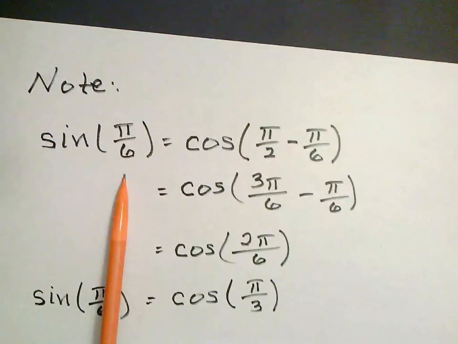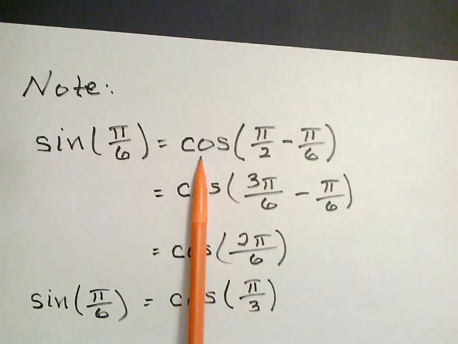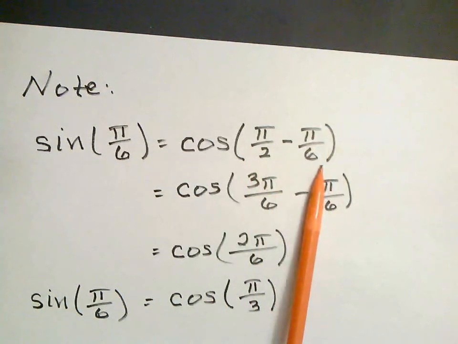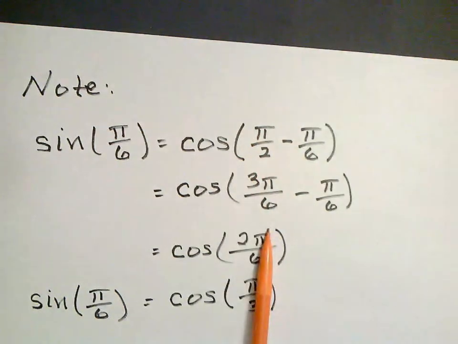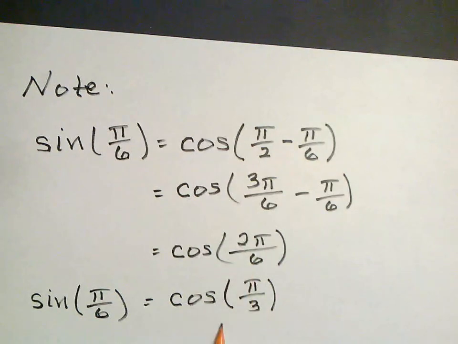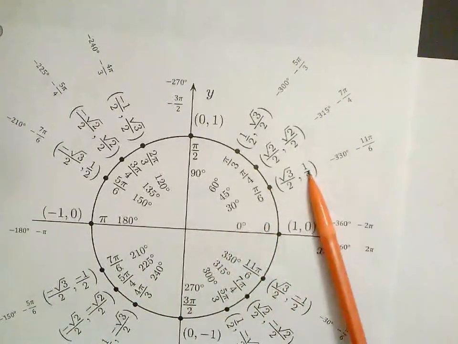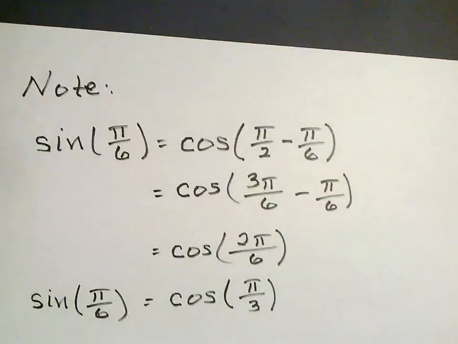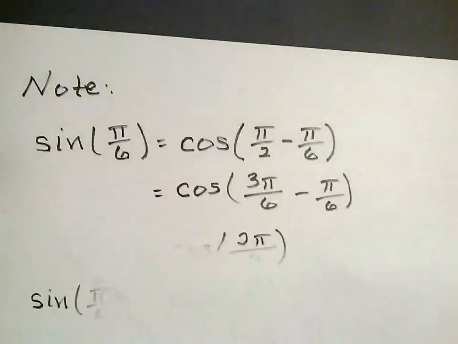Here, the sine of pi over 6. Its co-function is the cosine of pi over 2 minus pi over 6. Well, the LCD is 6. So pi over 2 is the same thing as 3 pi over 6 minus 1 pi over 6, which gives us 2 pi over 6, which reduces to pi over 3. So if you look at your unit circle, the sine of pi over 6 is a half. And the cosine of pi over 3 is a half. And you see they are equal.